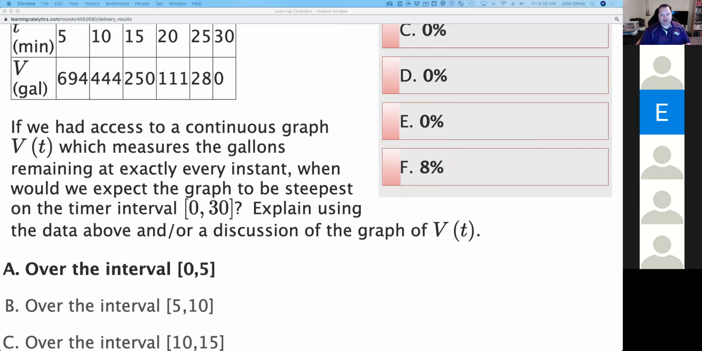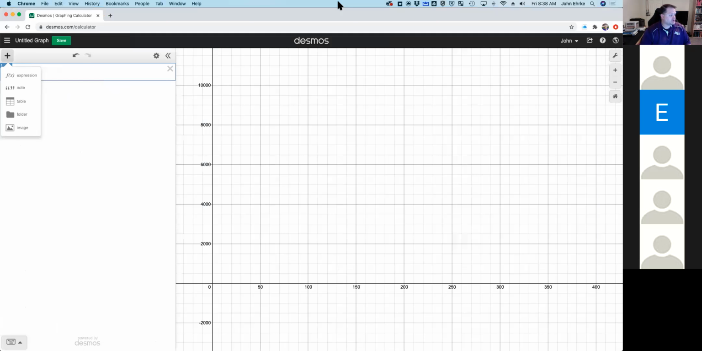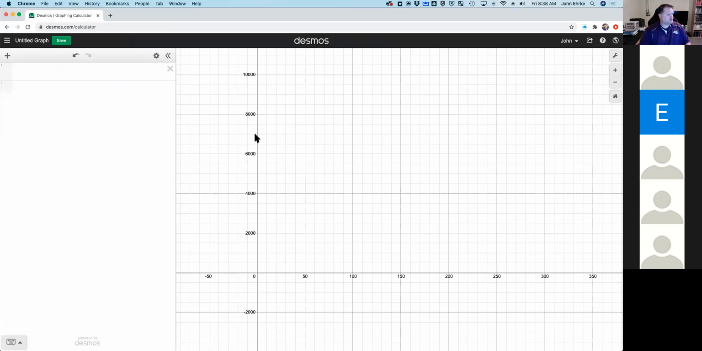Let's look at it mathematically, and I'm going to do this in 2 different ways. I'm going to start with Desmos. One of the best things you can do in Desmos here is to plot a table and just plot the points. We know initially at 0, there are 1,000 gallons. Now I know that's not in the table, but you should be able to infer that from the problem. Then 5 minutes later, there's 694.